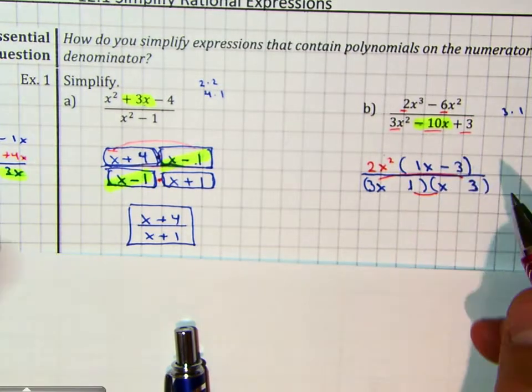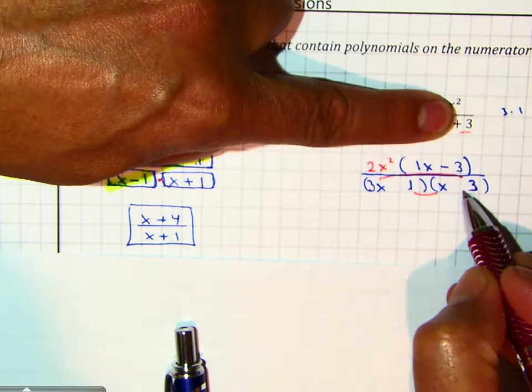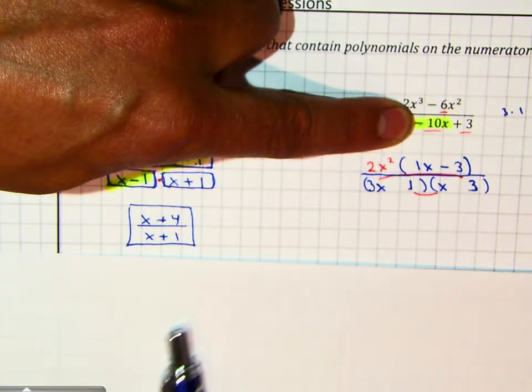Now remember that this is a positive 3. So therefore, they both should be positives or both should be negatives. And they need to add up to a negative 10, so they both should be negatives.